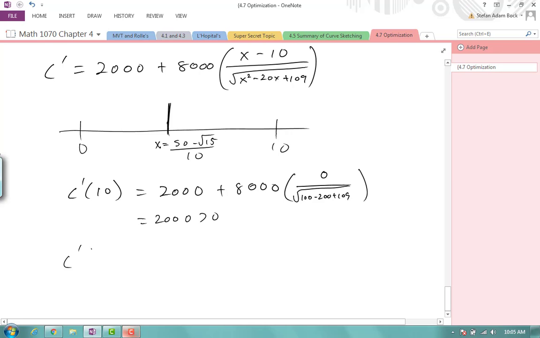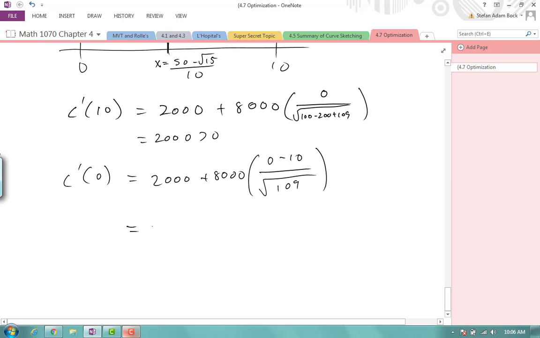And if I plug in 0, I get 2,000 plus 8,000 times 0 minus 10, all divided by the square root of 0 minus 0 plus 109, which is 2,000 minus 80,000 divided by the square root of 109, and this is definitely going to be a negative number.